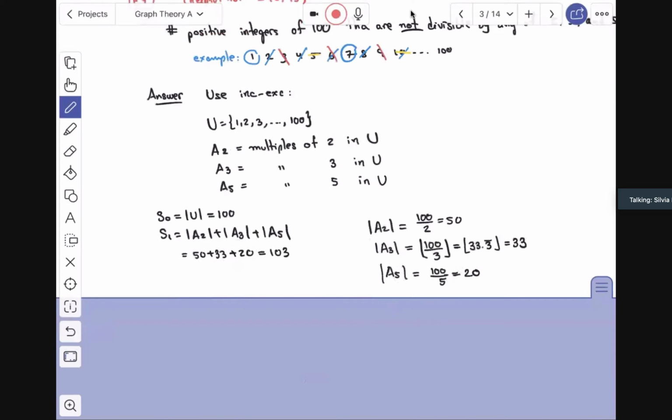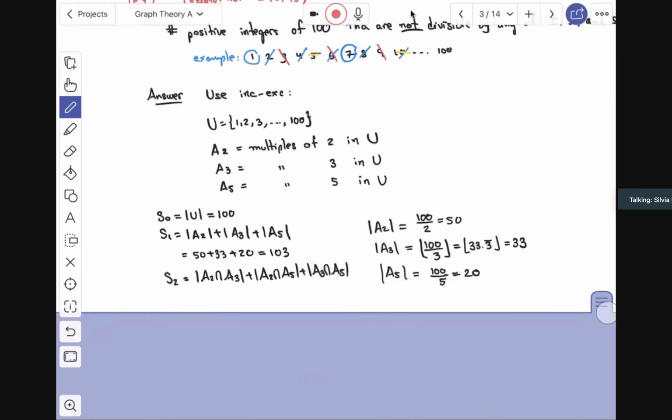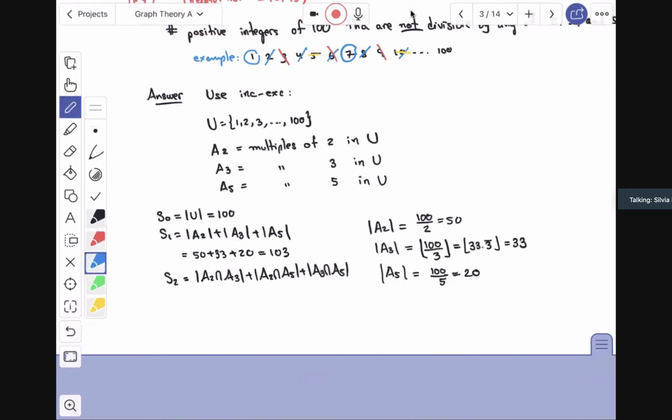And of course, if we subtract that from 100, we did something wrong. That's because we subtracted too many. So now we need to add them back. But we're going to see that when we apply the principle. So now we need A2 intersection A3 plus A2 intersection A5 plus A3 intersection A5, all the intersections. There are 3 of them. And all our combinatorial skills so far tell us how many terms we have so that we can double check. These are the pairs we choose, the 3 pairs.